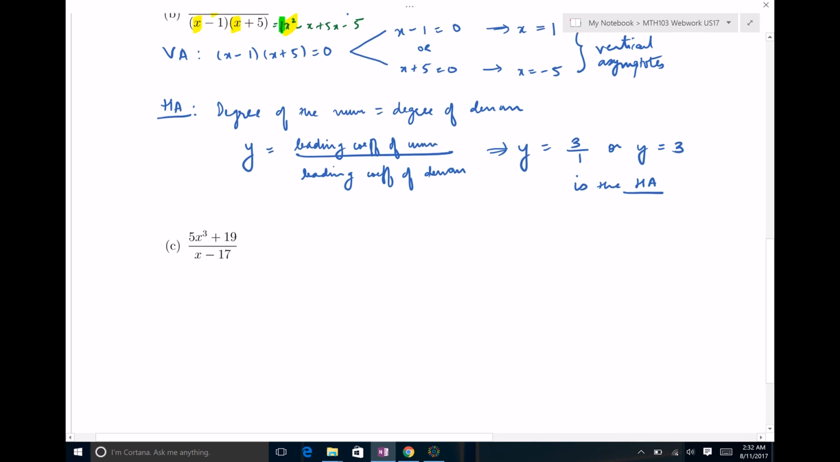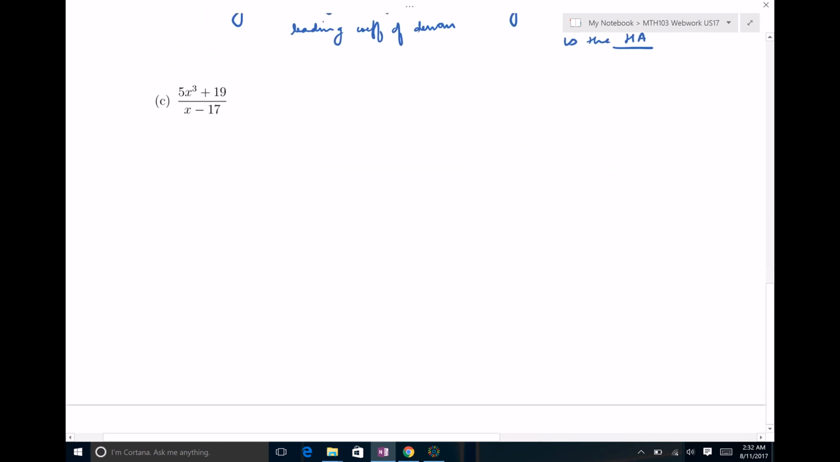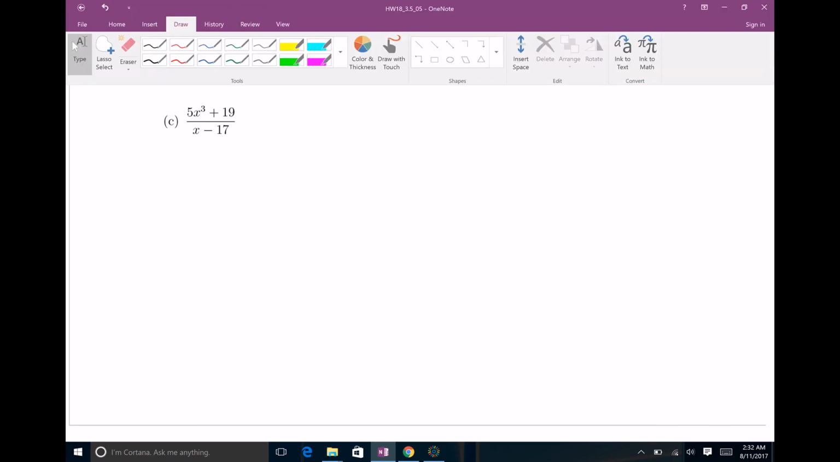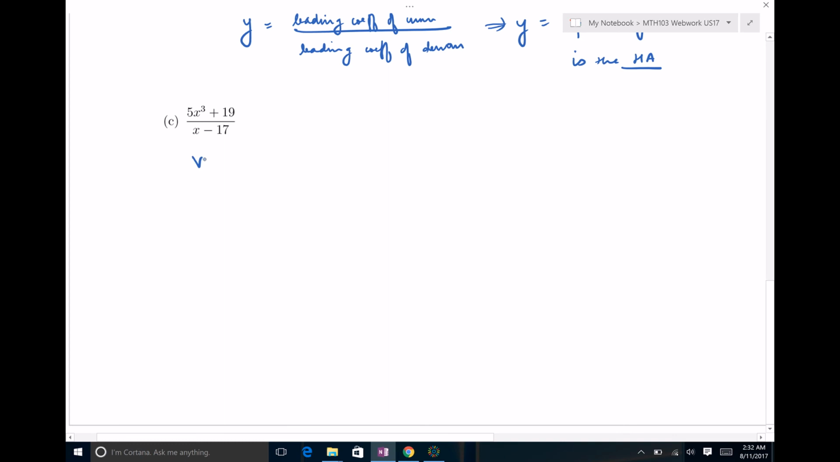Okay, and then for part C, once again we want to find the horizontal asymptote and the vertical asymptote. So for the vertical asymptote, it's very easy. All you need to do is just set the denominator, x minus 17, equal to 0, and that means x equals 17. So that's your vertical asymptote.